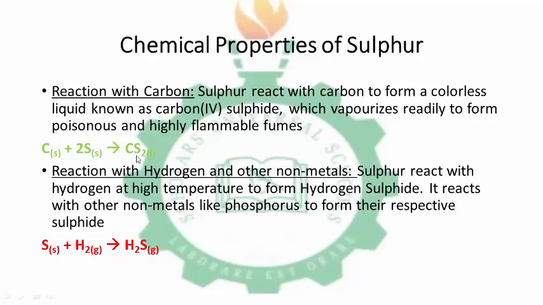Now reaction with hydrogen and other non-metals. Sulphur reacts with hydrogen at high temperature to form hydrogen sulphide. And it also reacts with non-metals like phosphorus to form their respective sulphides. And this is sulphur reacting with hydrogen to form hydrogen sulphide. It can also react with phosphorus to form the sulphide of phosphorus, and other non-metals also.